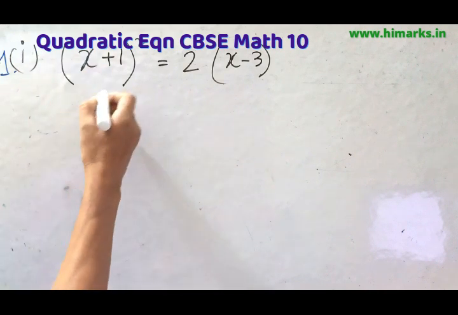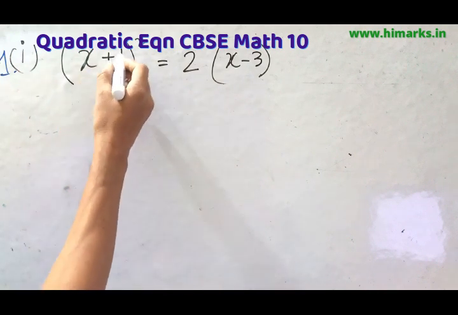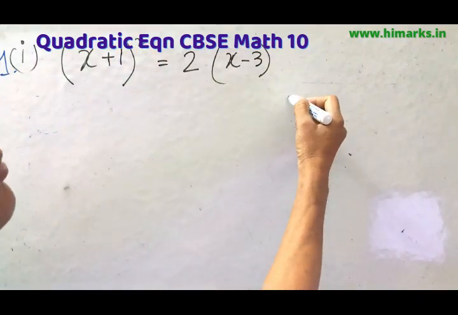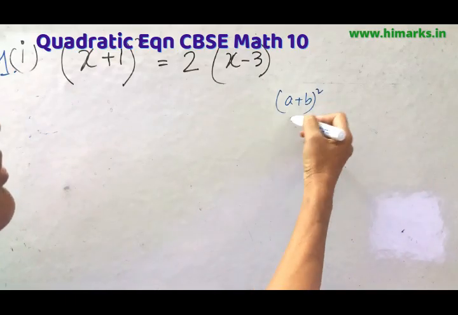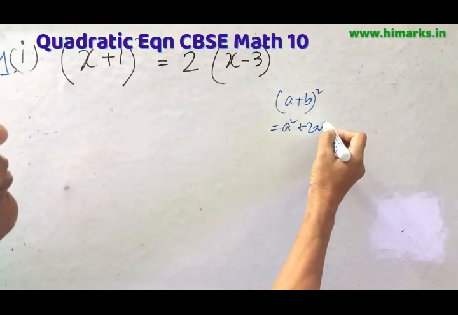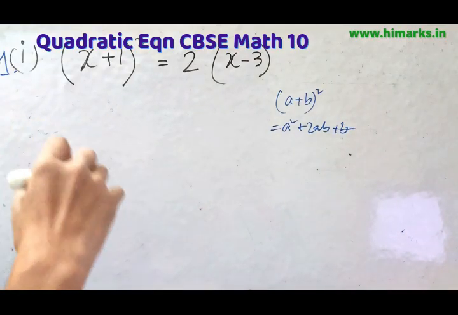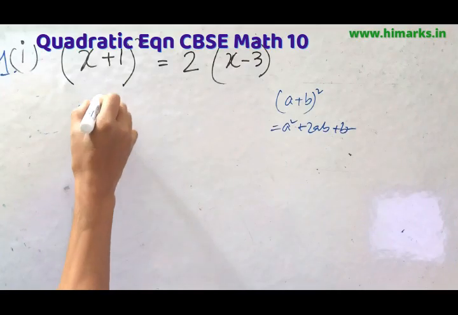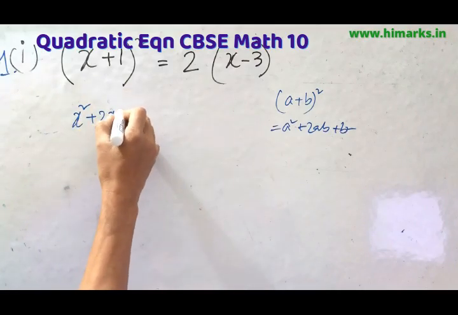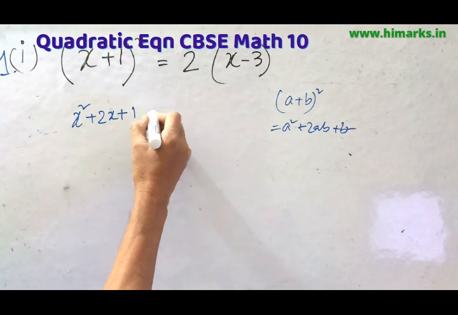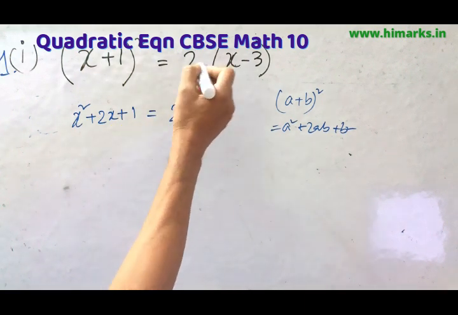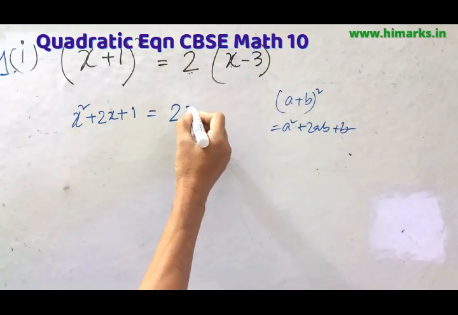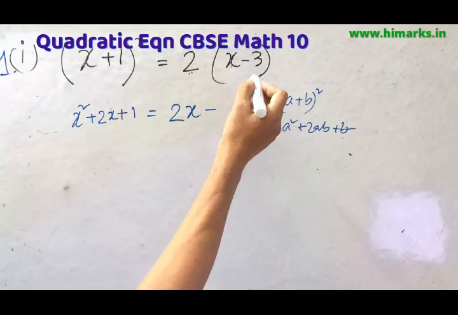So what may happen is that if you simplify, x plus 1 whole square uses the a plus b whole square formula. You know that a plus b whole square is a square plus 2ab plus b square. So the same formula: x square plus 2x into 1, so 2x, plus 1 square, which is 1. And 2 will be multiplied with this, and 2 will be multiplied with minus 3. So the first is 2 into x is 2x, and 2 multiplied with minus 3 means minus 6.